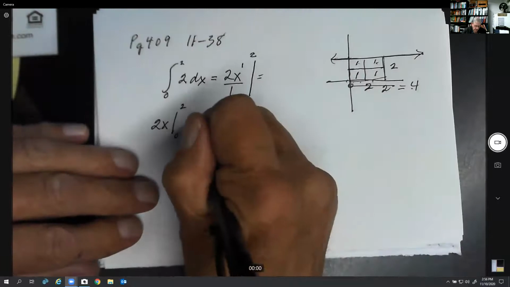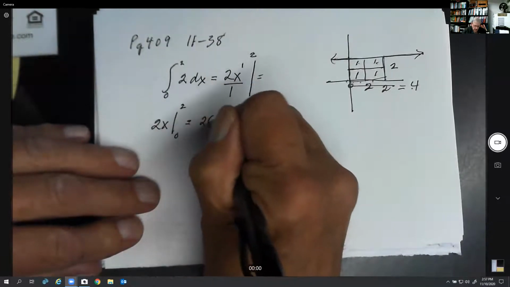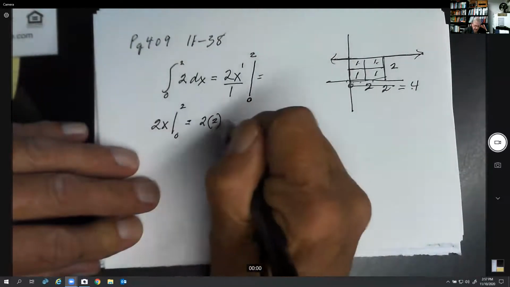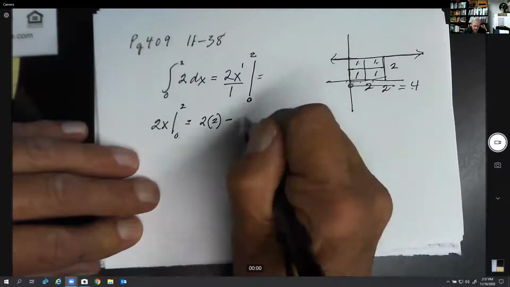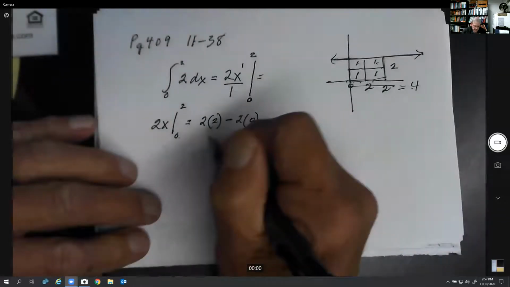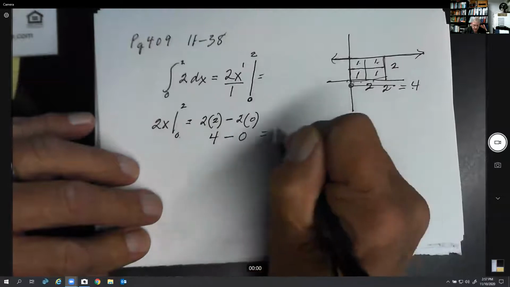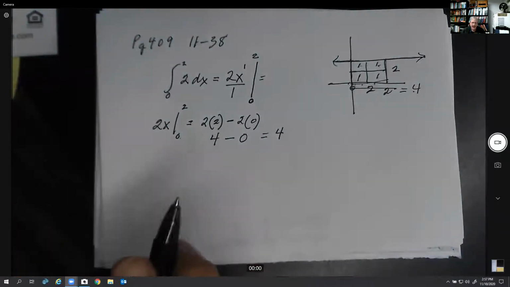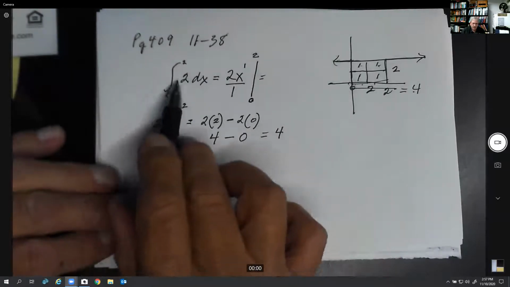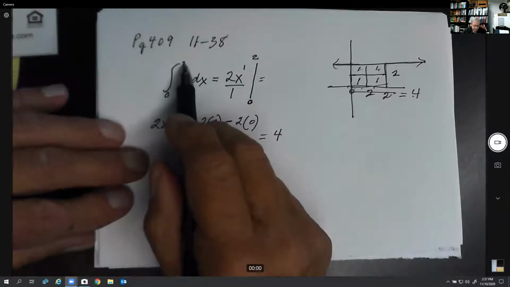And what we're going to do is substitute in the top number, which is 2 times 2 for x, minus, we're going to subtract the bottom number and substitute it in, 2 times 0. And you see, this is going to give me 4 minus 0, which is 4. So this will give us the exact answer to this problem. This one being fairly easy, but to get you an idea.